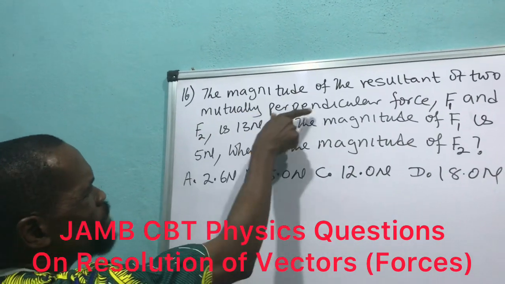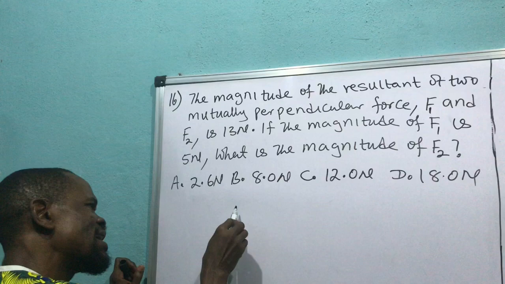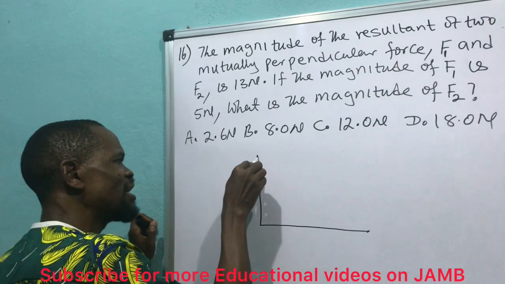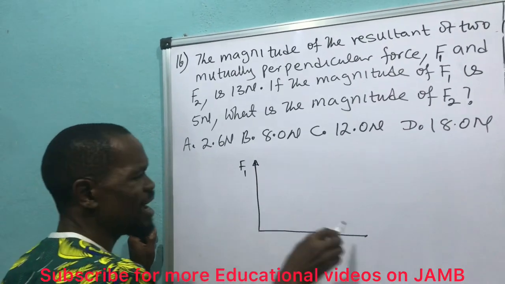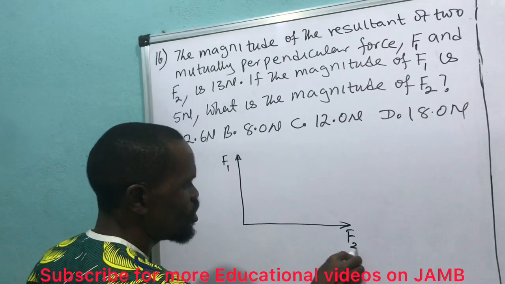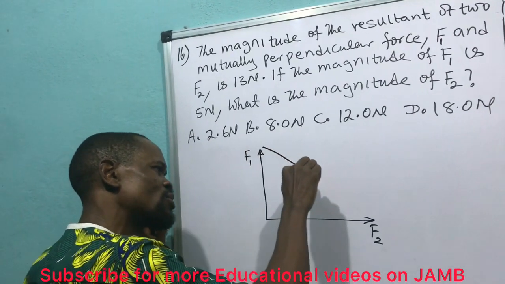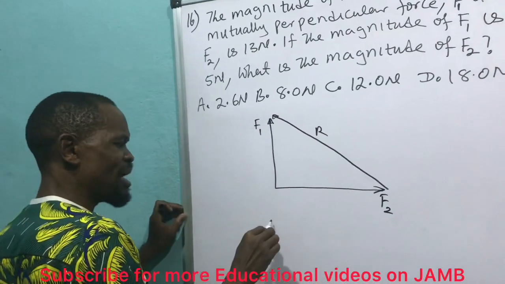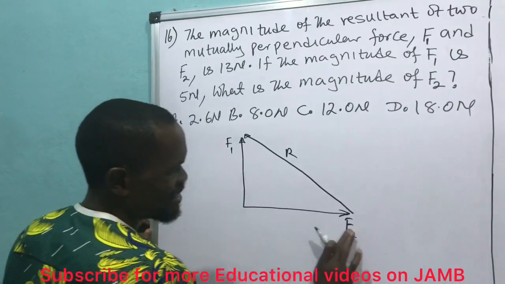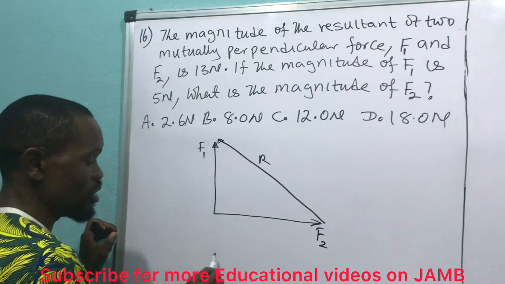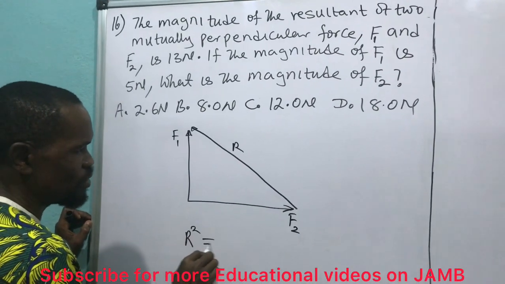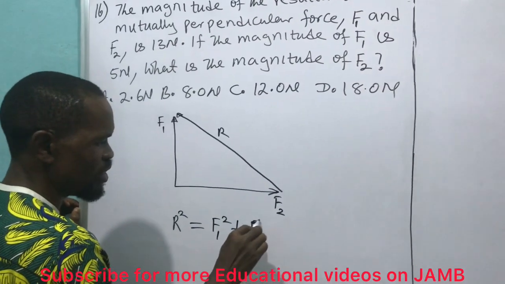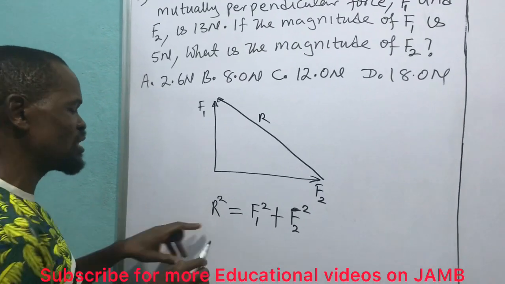What do they mean by mutually perpendicular? Mutually perpendicular forces are at right angles to each other. If I take this one to be F1 and this one to be F2, then I can put my resultant force, which I call R. By Pythagorean theorem, this side is the force F2 and this side is F1, so R squared is equal to F1 squared plus F2 squared.